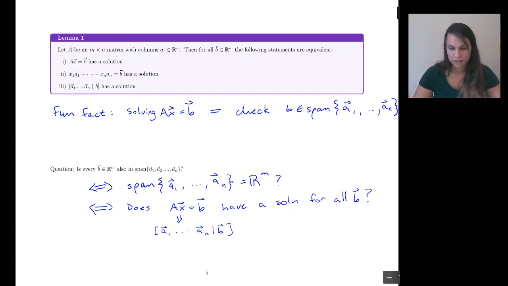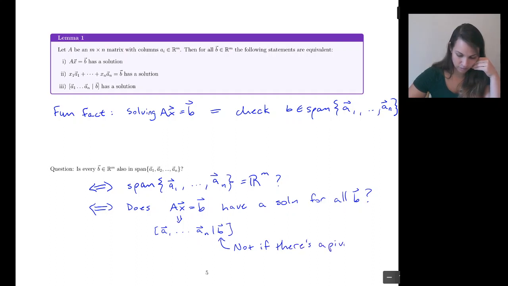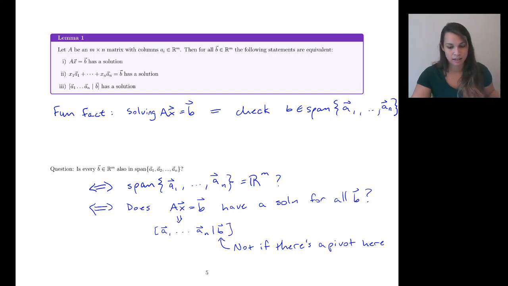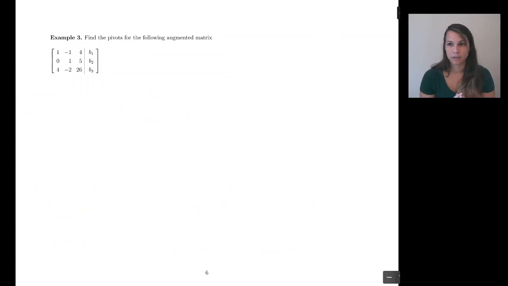So does it have a solution for all B? Well, not necessarily. Remember first day, pivot points? I'm going to say not if there's a pivot point in the last column. Okay, so then what conditions do we need in order to get it to have a solution for all the B's? When is that going to happen? Well, it's going to have something to do with pivots.